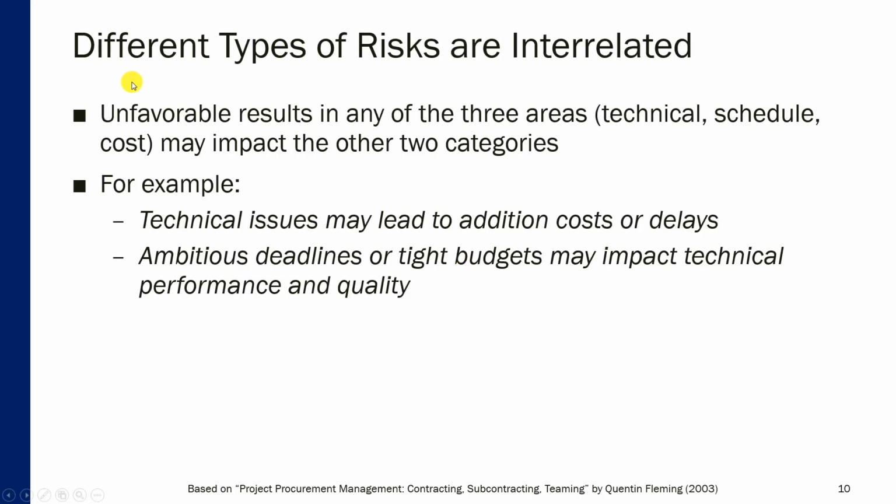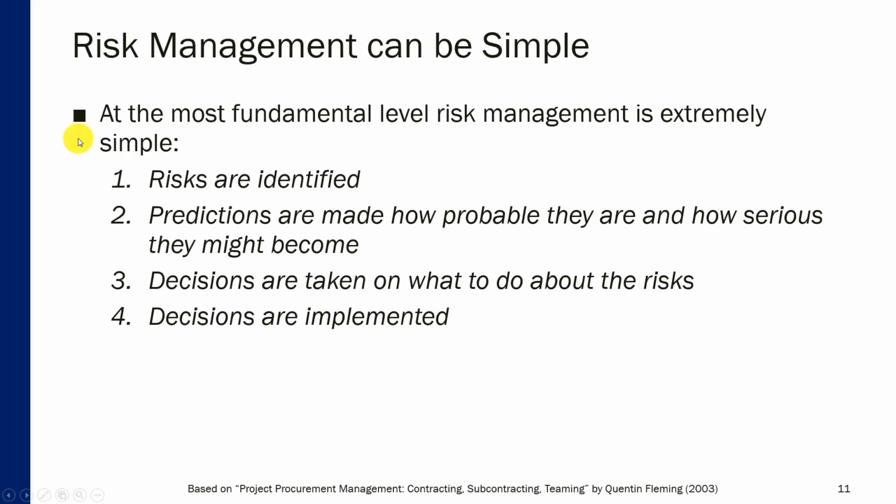Now, we already mentioned that different types of risks are interrelated. Unfavorable results in any of the three areas, technical, schedule, or cost, may impact the other two categories. For example, technical issues may lead to additional costs or time delays. Or ambitious deadlines or tight budgets may impact technical performance and quality of the final product or service delivered as a result of a particular project.